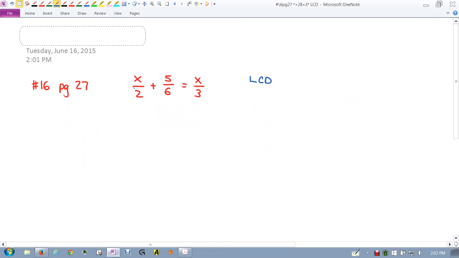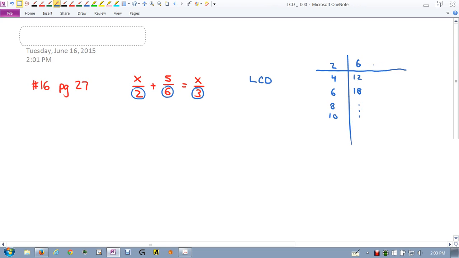Okay. We want to find a least common denominator. So that means you look at all the denominators, 2, 6, and 3, and you try and find the least common multiple of all of those. So if you just list out the multiples of 2, 4, 6, 8, 10, then list out all the multiples of 6, so 6, 12, 18, keep going. And then the multiples of 3, 6, 9, and keep going. I'm looking for the smallest number that every list has. So 6. That's going to be our LCD.